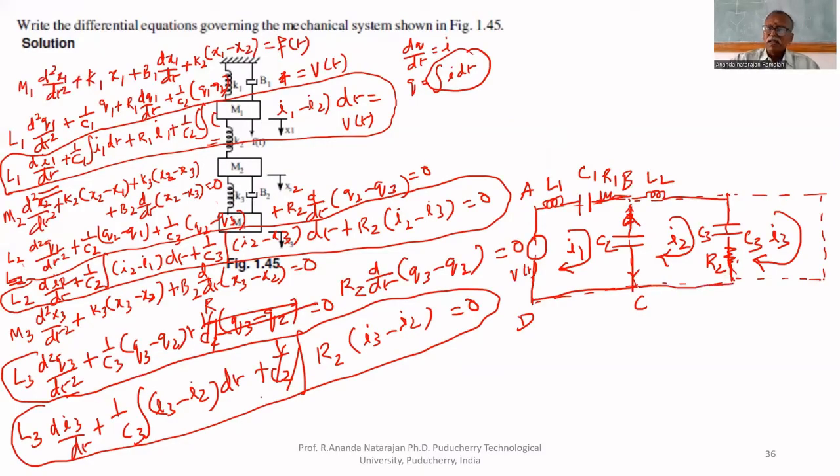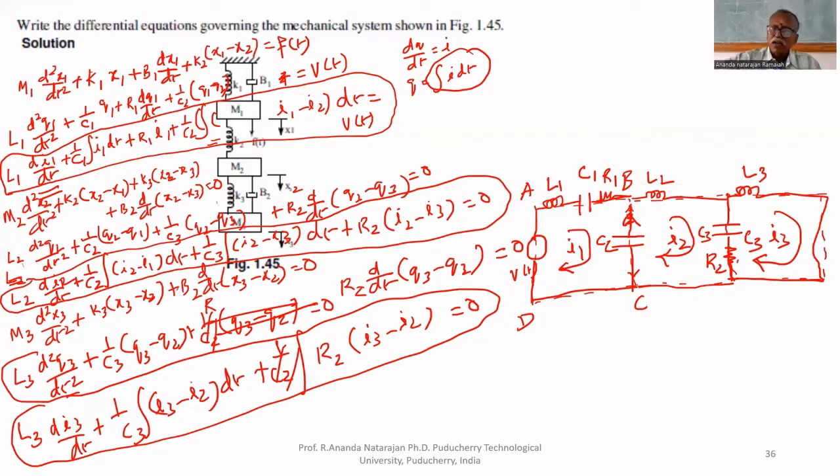Third loop, L3. Through L3, only I3 flows. Therefore, we have to draw here L3. C3 is between I2 and I3, already drawn. R2 is between I3 and I2, already drawn. That's all. So we can close this. This is the electrical analogous system of the mechanical system.